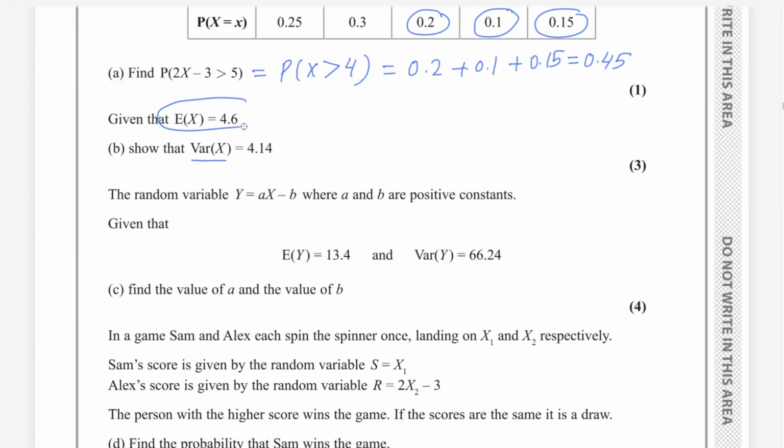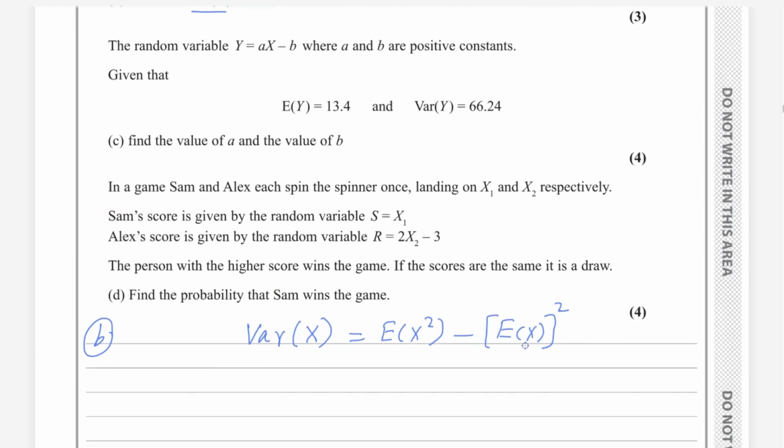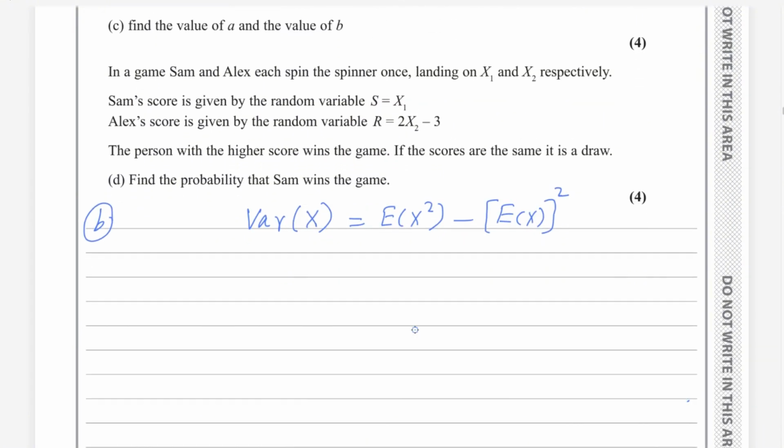Expected value of x is given, so no need to find this one. We need to find expected value of x square. Let me write the formula for expected value of x as well. You have to memorize this formula as well. It is given in your book. Sum of x multiplied by probability of x equals x. But we need to find the expected value of x square, not x. This one is already given, so we can make this formula from here.